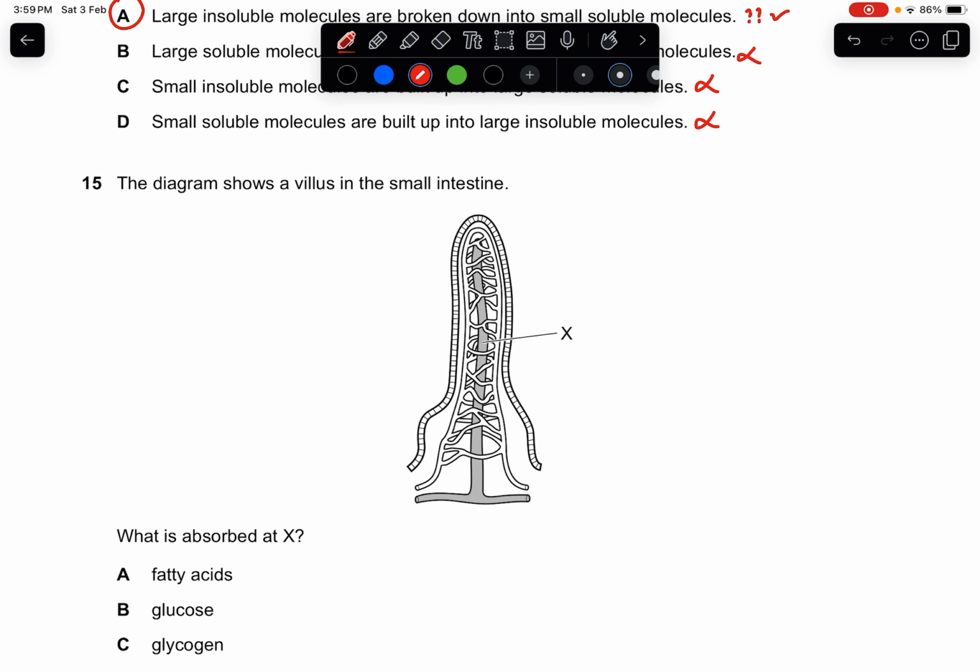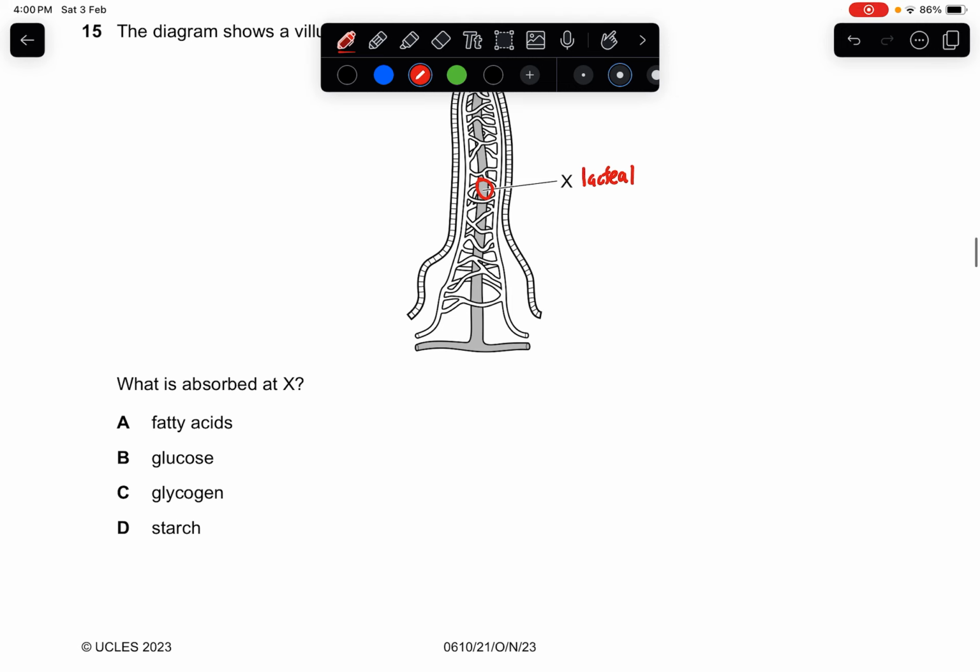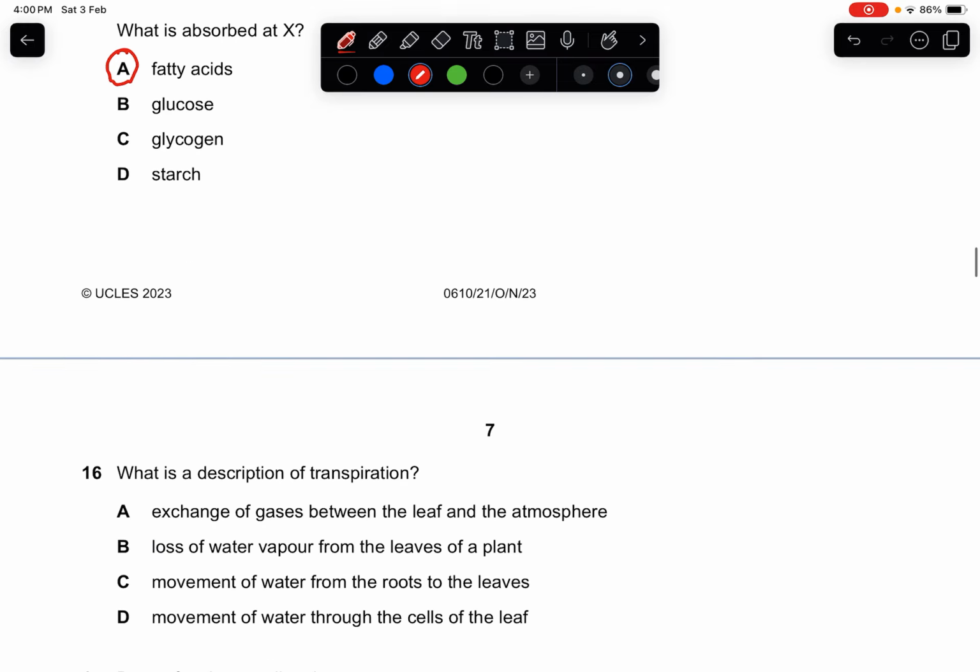Question 15. The diagram shows the villus in the small intestine. What is absorbed at X? Okay, X is pointing at this, which is actually the lacteal. So what does the lacteal do? Absorb fatty acids. So the answer is A.